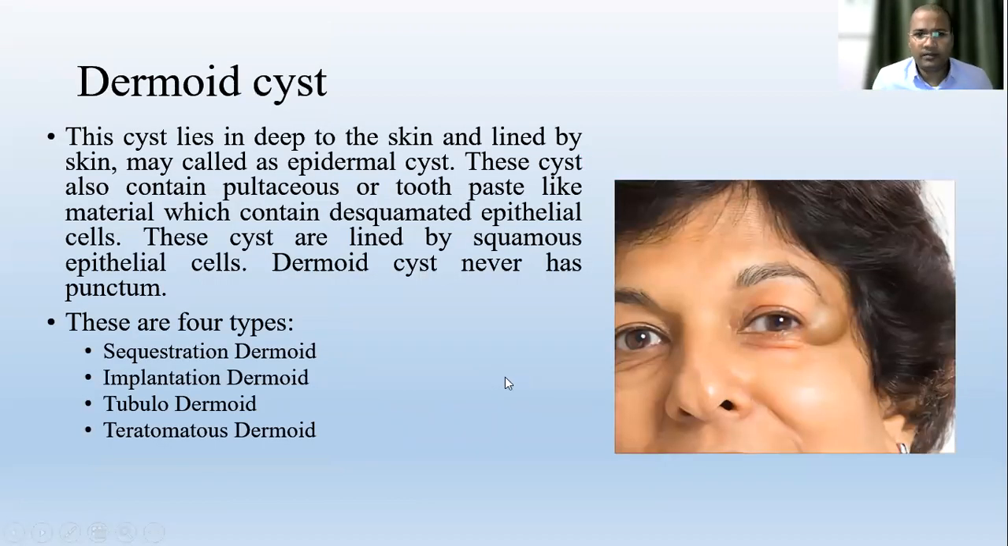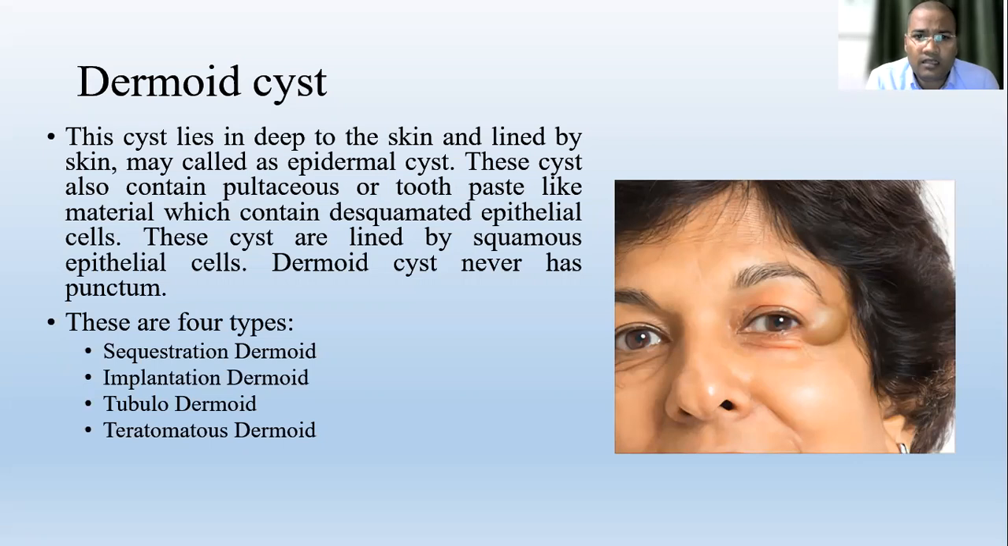Next, the dermoid cyst. Dermoid cysts are nothing but some epidermal cells desquamated deep into the skin. Means the skin within the skin. Understand? So the cyst lies deep to the skin and is lined by the skin. You may call it an epidermal cyst. These cysts also contain pultaceous or toothpaste-like material, which contains desquamated epithelial cells.